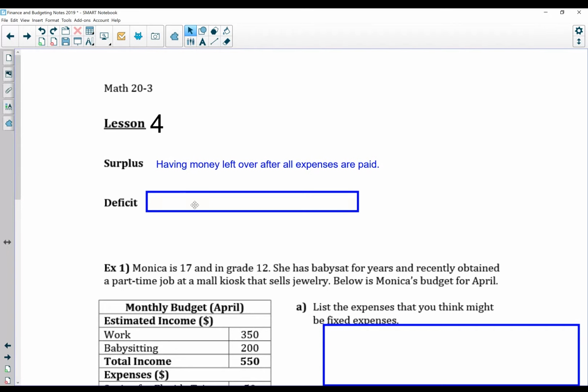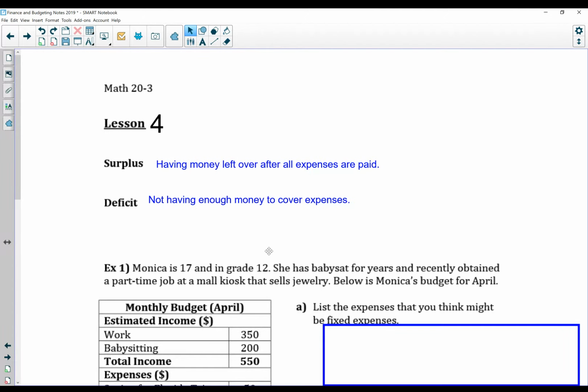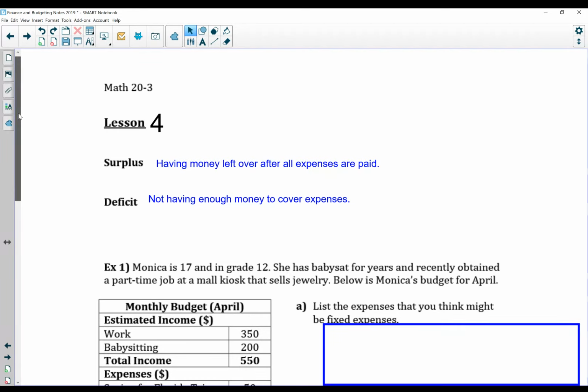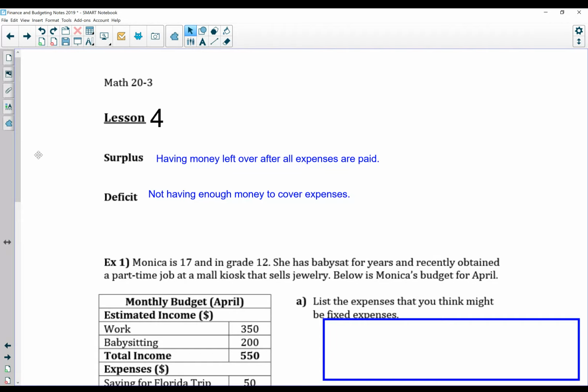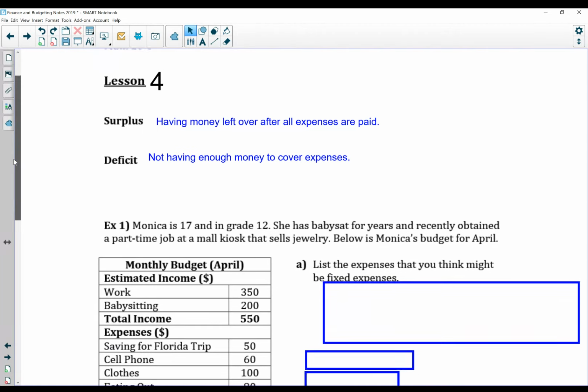It's great. A deficit, unfortunately, when it comes to finance and budgeting, means essentially not having enough money to cover your expenses. And so, if you have a deficit, it means that you still owe money to some of your expenses. It depends on what they are.